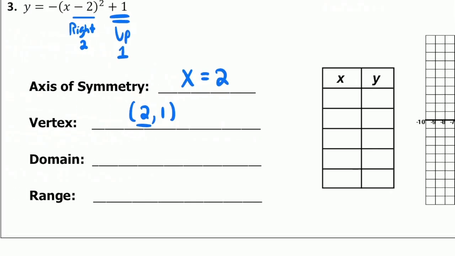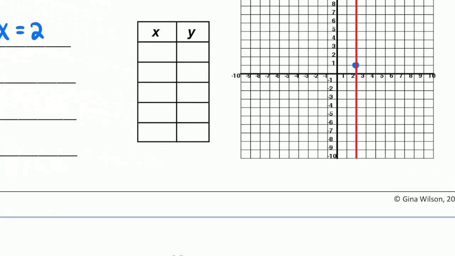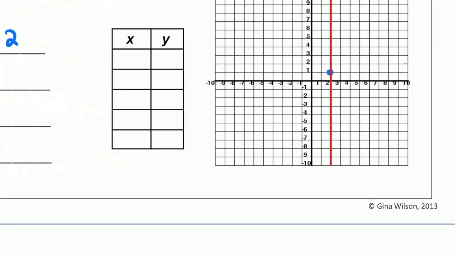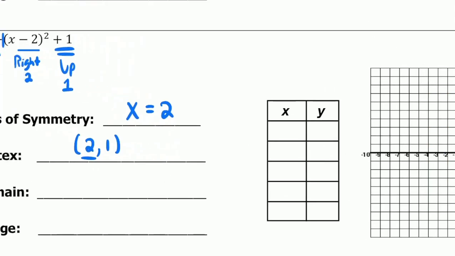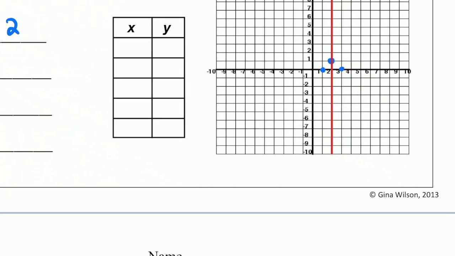And this time, I see my a value here is just a negative. So I can think of that as like a -1. So I know I am going to be going down like a frown this time. So instead of going up 1, right 1, I can go down 1 and right 1. And again, we're doing it by 1 this time instead of 2 because we're using a -1 as our a value. So it's going to make a shape that looks something like this.